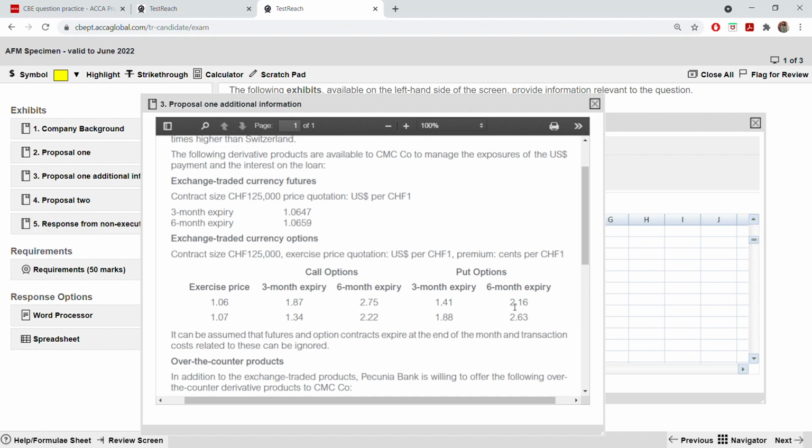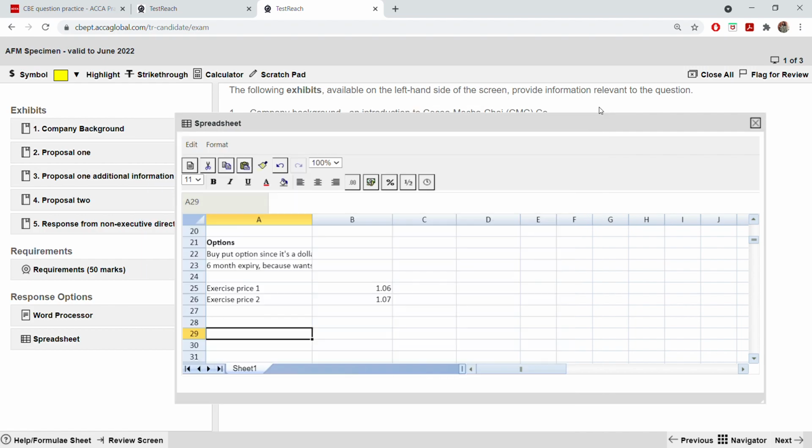So premium, if you say it's 2.16 and 2.63, premiums are given in cents per Swiss franc. 100 cents is equal to $1. So this is 2.16. You have to first convert this into dollars, my dear friends. How are you going to convert cents into dollars? Just simply divide it by 100. 2.16 divided by 100, 2.63 divided by 100. So premium also, we'll write it here.